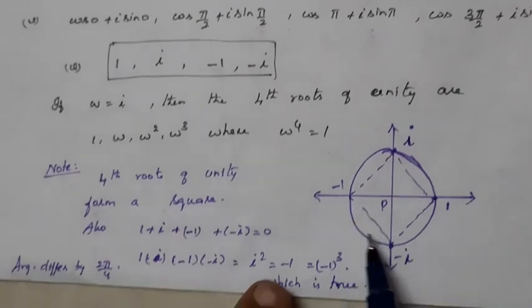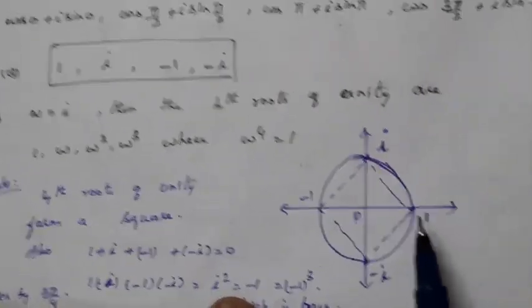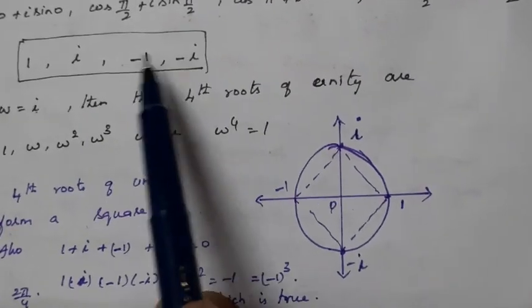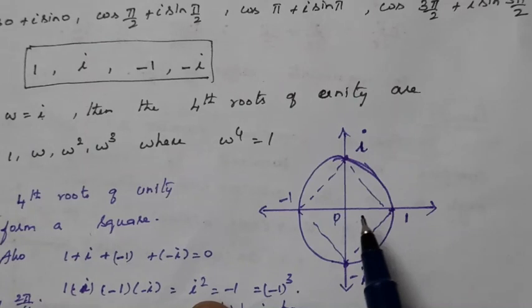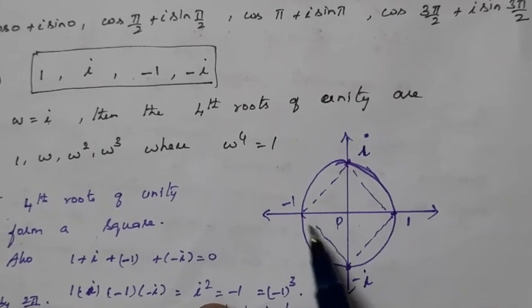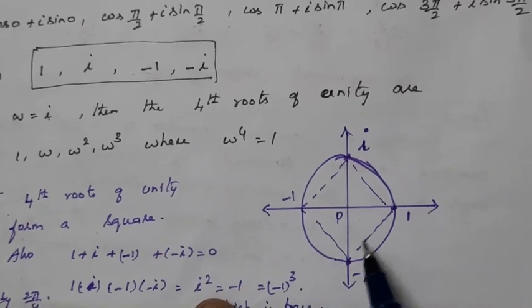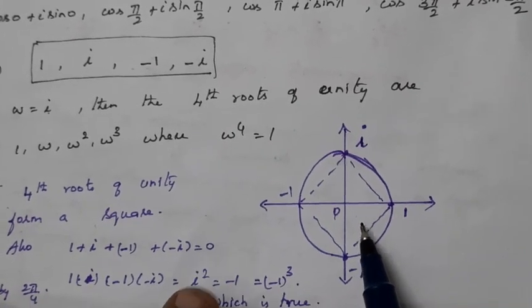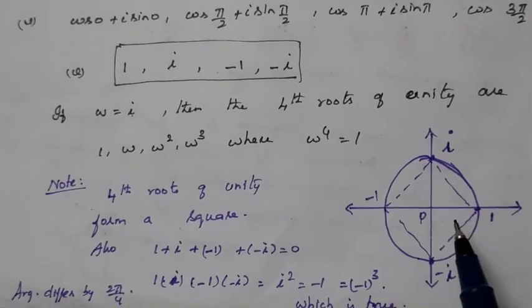What is the geometrical representation of fourth roots of unity? If we plot all the 4 points, they lie exactly on the positive real axis, negative real axis, positive imaginary axis and negative imaginary axis. So, if we plot the points and join them, you will get a square, because all the 4 sides will be equal. So, the fourth roots of unity will be the vertices of a square.